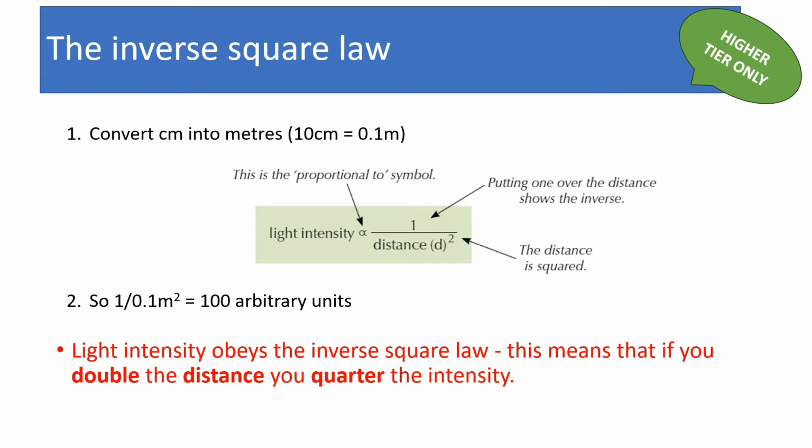But the main thing you need to remember in everything you do related to inverse square law is this. Light intensity obeys the inverse square law. This means that if you double the distance, you quarter the intensity of light.